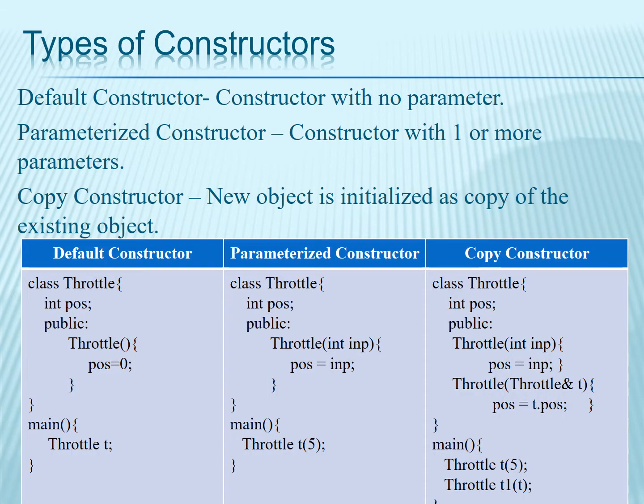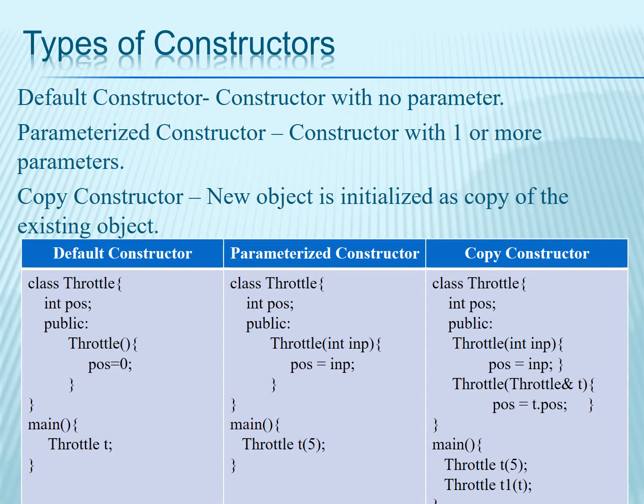Types of constructors. The three types of constructor are the default constructor, the parameterized constructor, and the copy constructor. The default constructor has no parameters. The parameterized constructor has one or more parameters. The copy constructor initializes a new object as a copy of an existing object. Here is an example for the default constructor, parameterized constructor, and copy constructor.